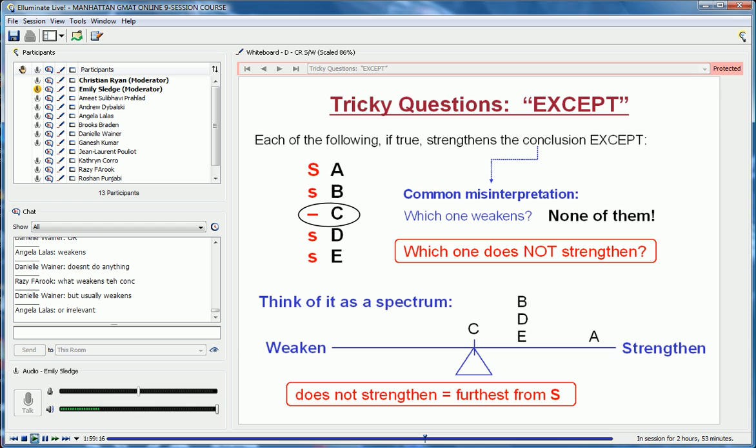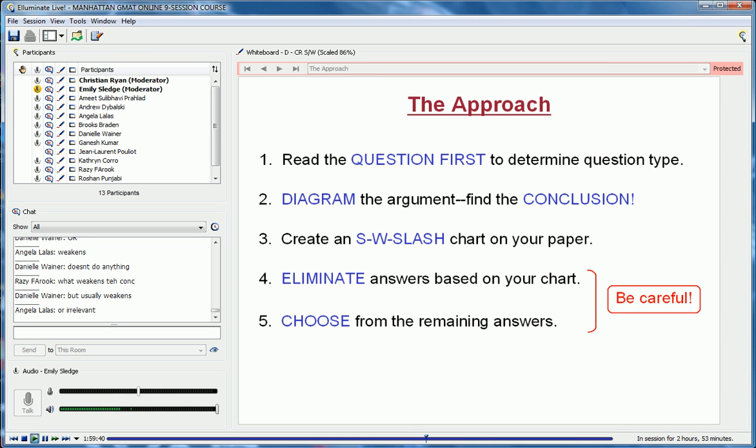If you drew a spectrum between weaken and strengthen and laid your choices out in the appropriate place, so we have 3 small S's, B, D, and E. We put them here. A is our strongest strengthener, and C is neutral. The one that strengthens except is the one furthest from S. All right, so you guys all nailed that. And that's going to be our approach.